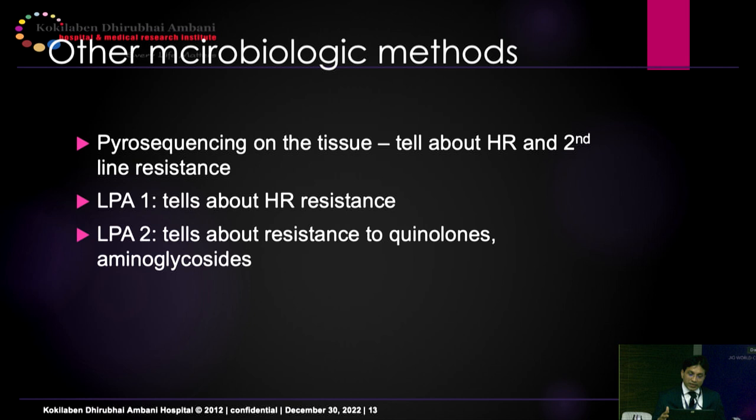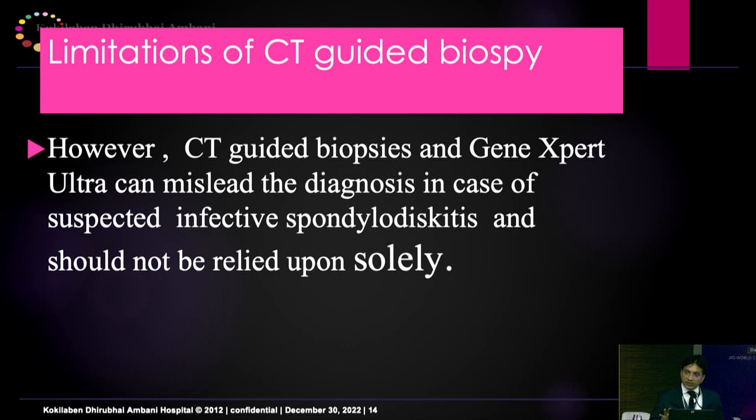Line probe assay 1 tells about HR resistance, INH and rifampicin resistance. Line probe assay 2 tells you about resistance to quinolones and aminoglycosides. So you should be in a setup where you have these facilities. And I think most of the centers do have these facilities nowadays.